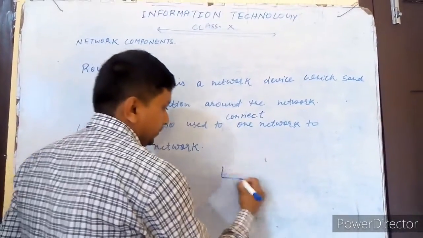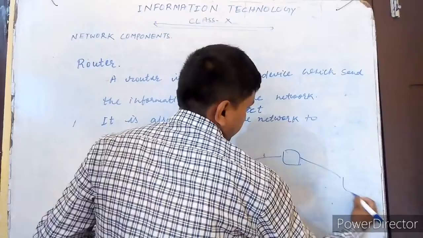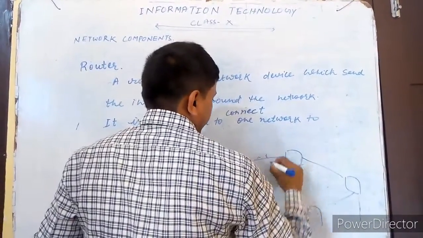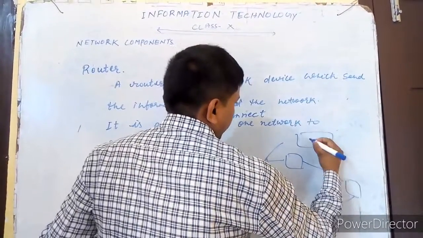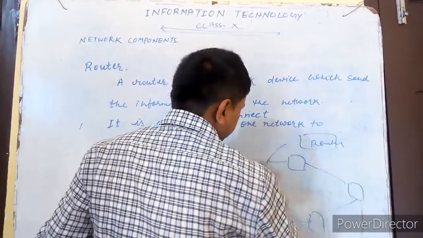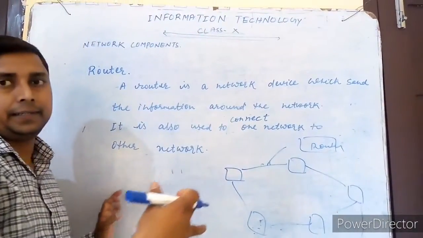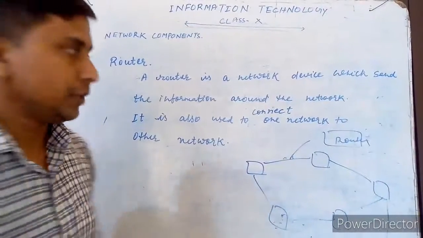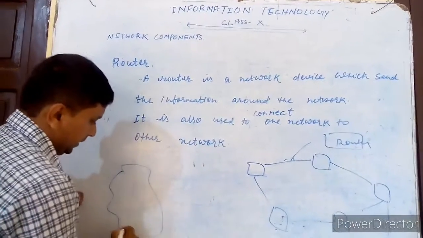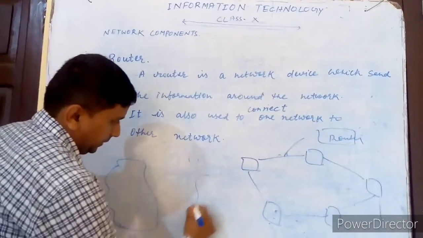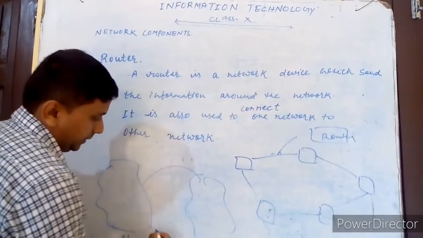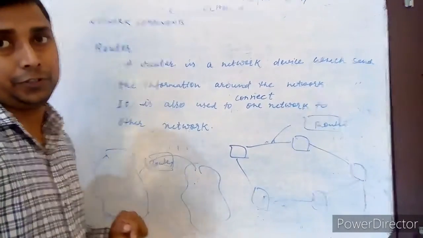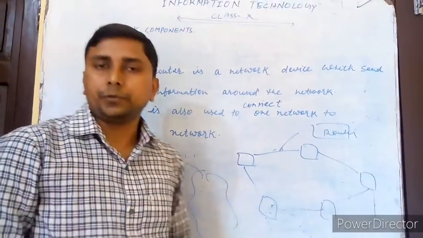Now suppose this is a network, and a router is connected in it. Then it transmits the data around the network. And one more work of a router: suppose this is network 1 and this is network 2. Then they are connected by routers. That is the main function of routers.